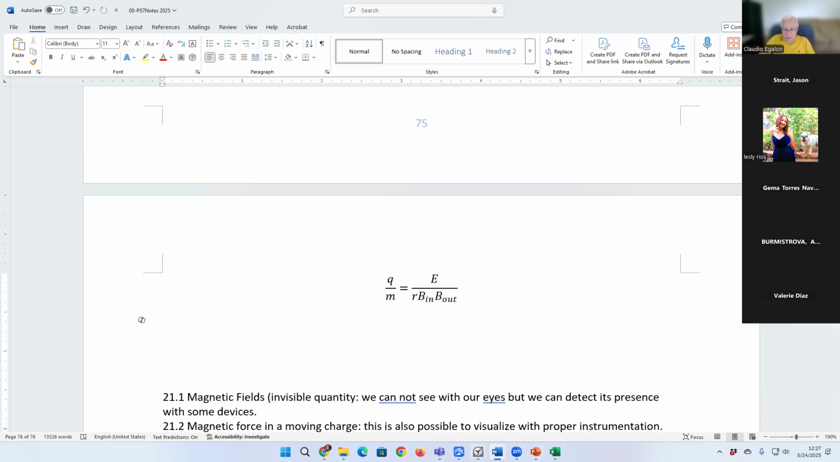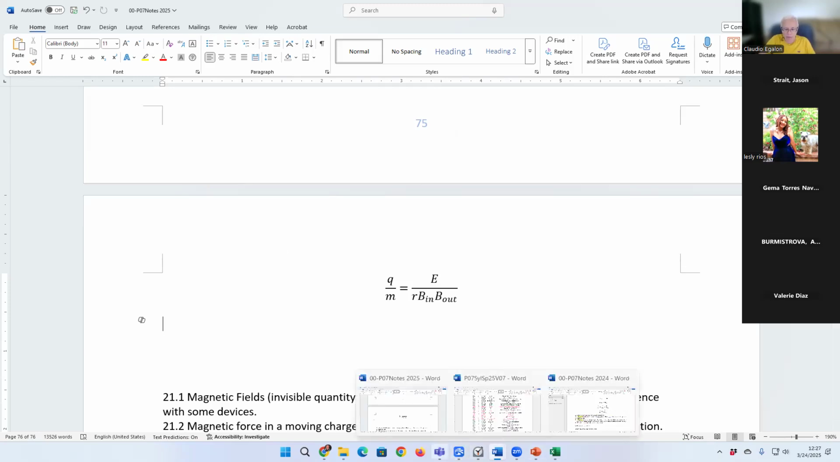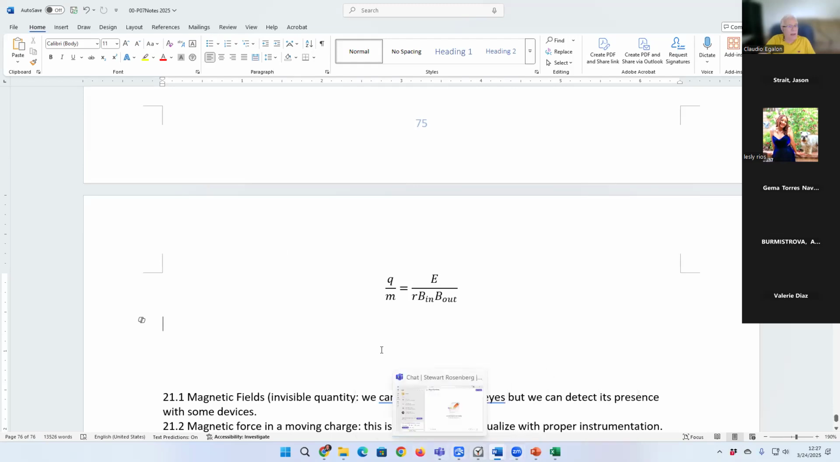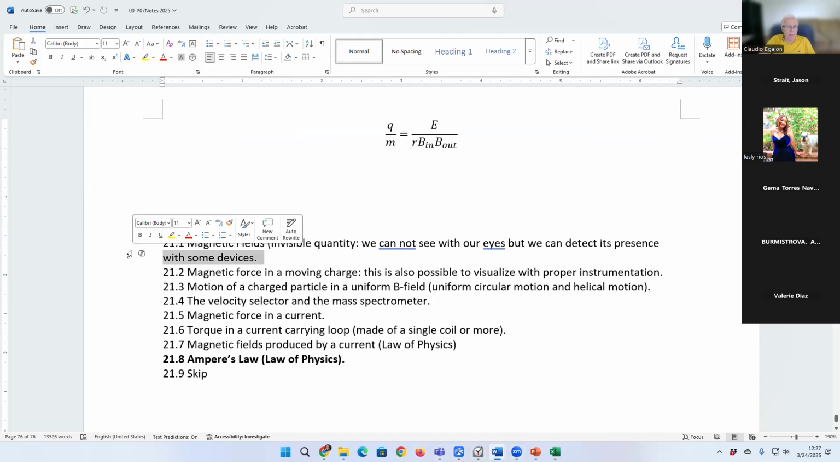So that's one important type of device. Let's see what else we have here. Here we go. We did magnetic fields, magnetic force, motion of charged particle in uniform field, velocity selector. We did almost at least half of it, right? Okay, now we gotta look at magnetic force and the current. And let's take a look.